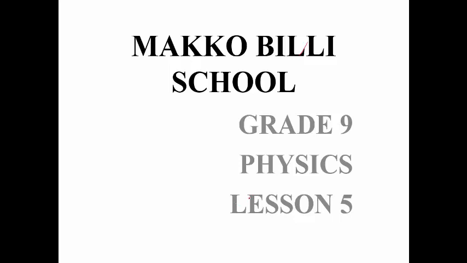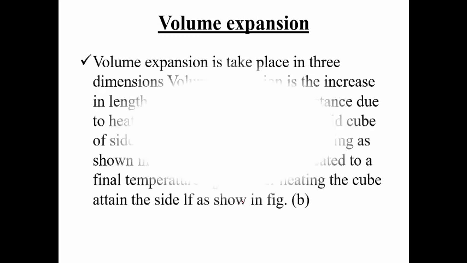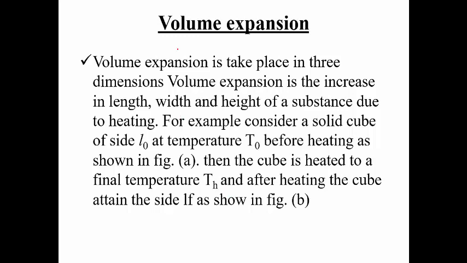Last time we have seen the expansion of solids, and today we'll see the volume expansion of these solids. We have seen linear expansion of solid, and area expansion of solid. Therefore, the third one today is the volume expansion of solid. The volume expansion takes place in three dimensions because volume is three dimensional, and volume expansion is increase in length, width, and what? Height, because it's what?